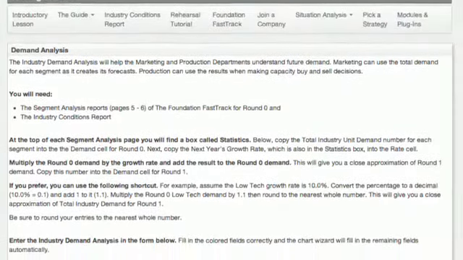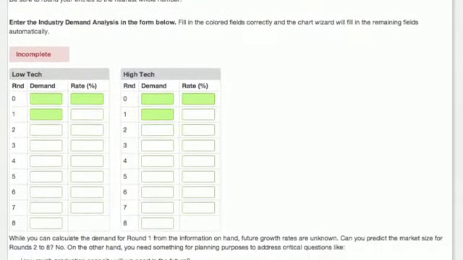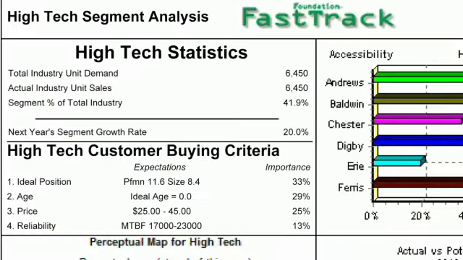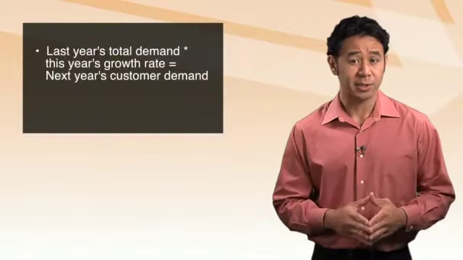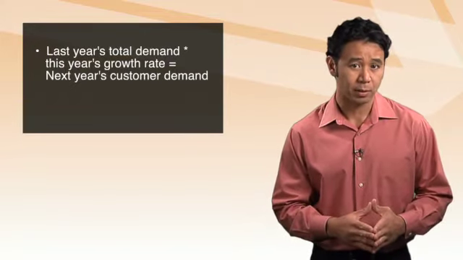To begin, you need to determine how big the market will be for the upcoming year. In the situation analysis, you worked out how to determine customer demand for each market segment. The statistic boxes in last year's Fast Track give you the total industry unit demand for last year as well as the segment growth rate for the current year. To calculate next year's customer demand, multiply last year's total demand by this year's growth rate.